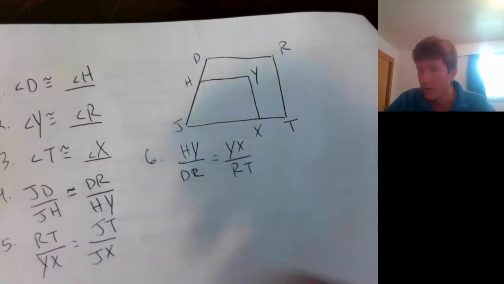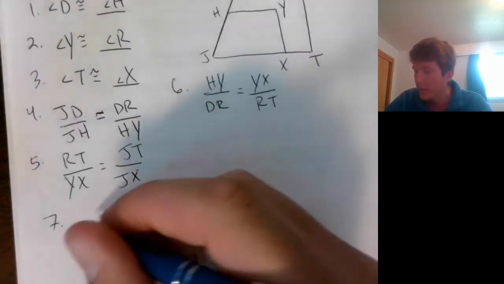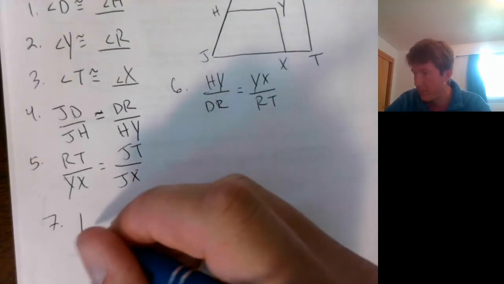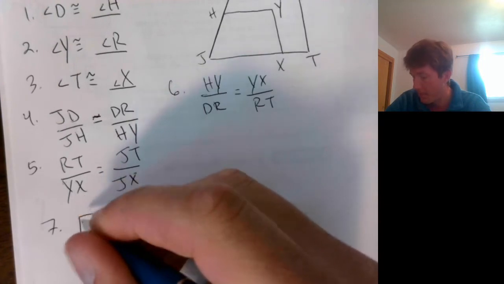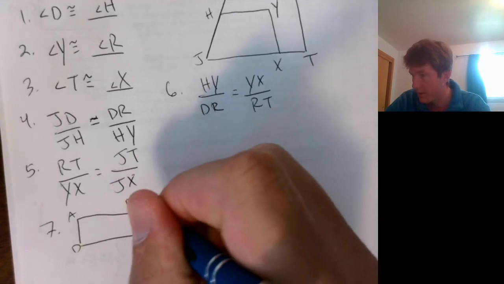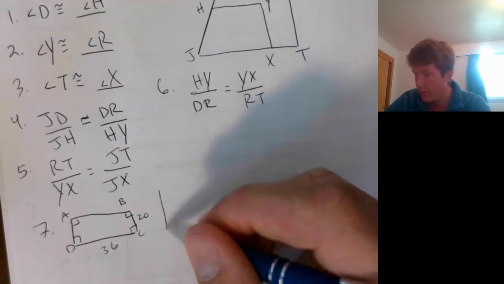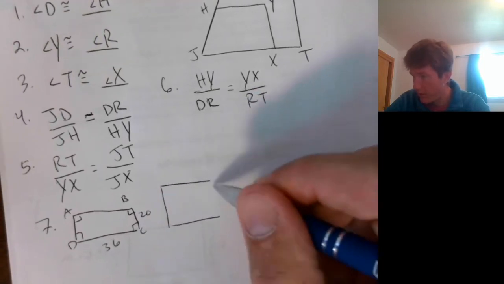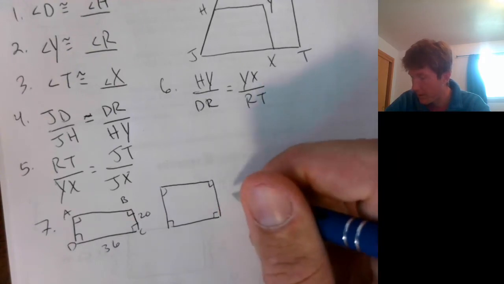Number 7, example 2. It says, are the polygons similar? If they are, write a similarity statement and give the similarity ratio. If they are not, explain. So we've got A, B, C, D. This is 20, this is 36. Then I have E, F, G, H. This is 30 and this is 52.